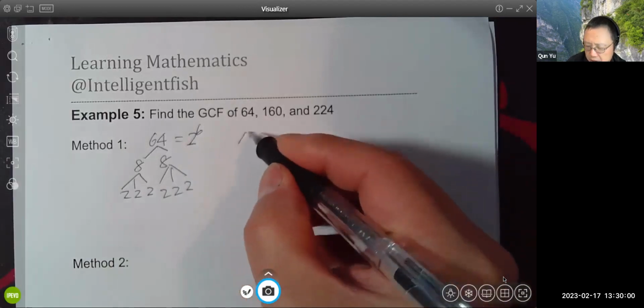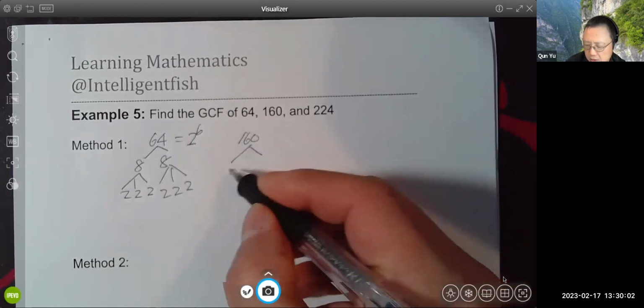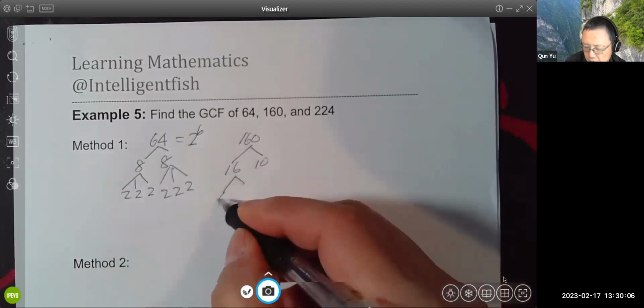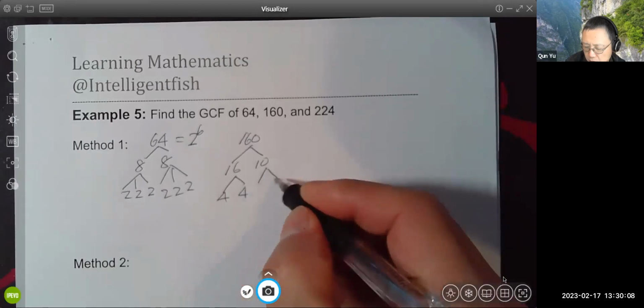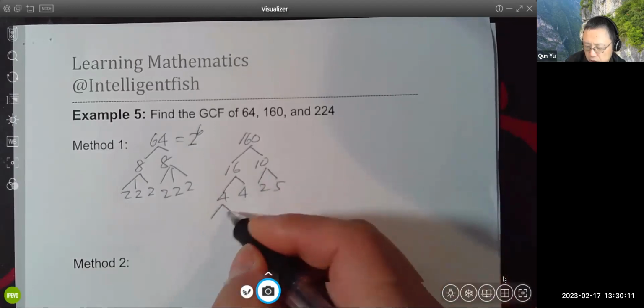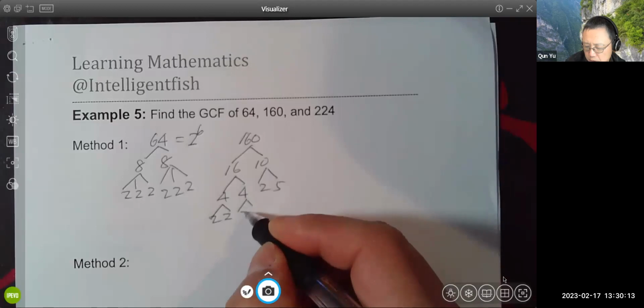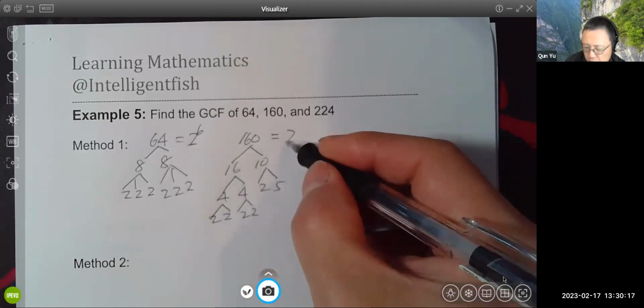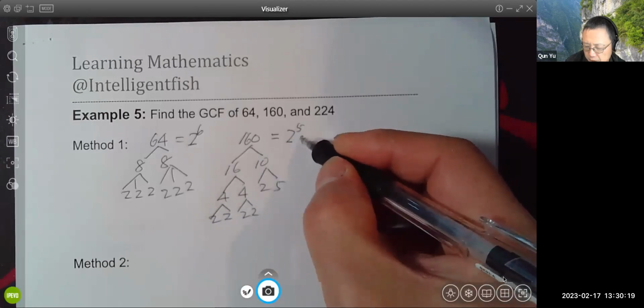And 160 is 16 times 10. This is a 4 times 4. This is a 2 times 5. Each 4 is 2, 2 multiplied together. So eventually we have 5 2s and 1 5.